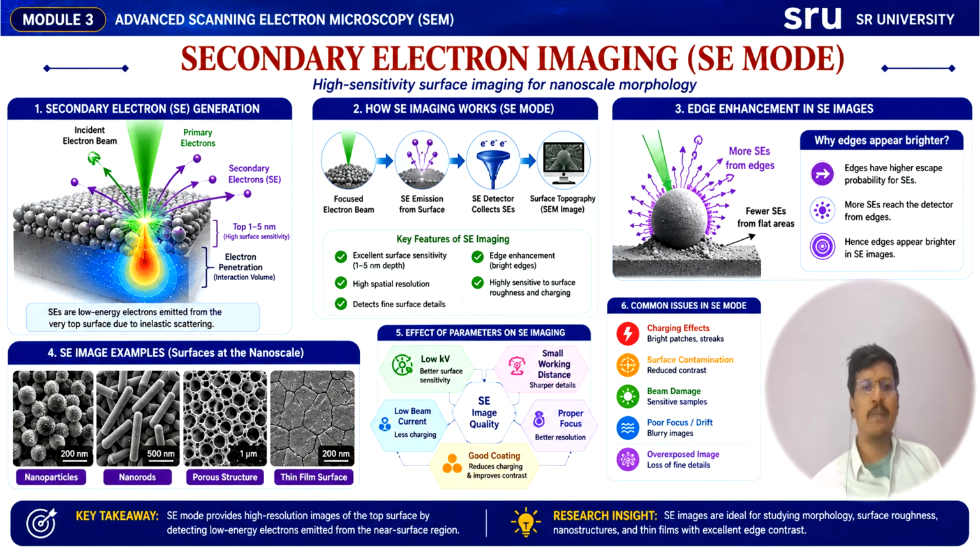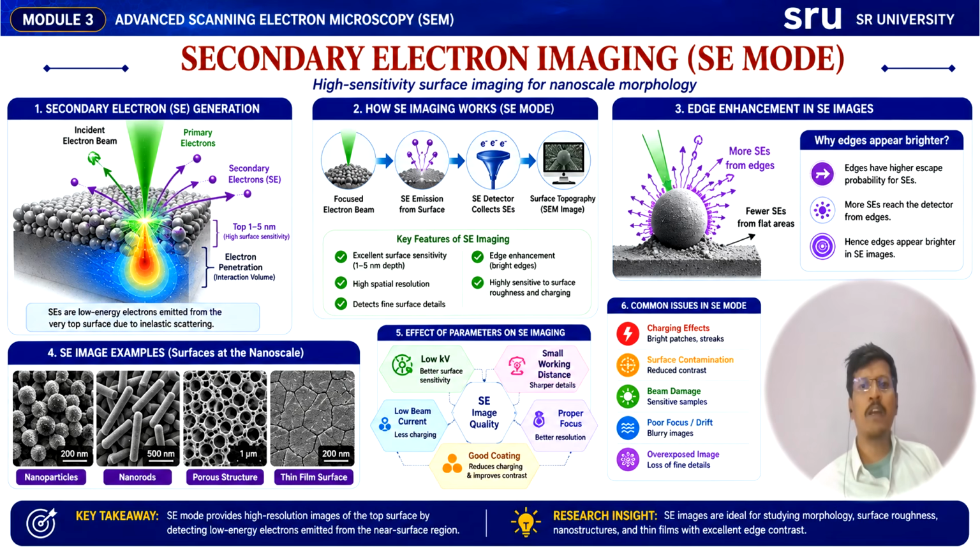As you can see in the image, the escape depth is only a few nanometers. This is why the secondary electrons provide excellent surface information. So we can get the information about the surface topology and high resolution morphology from the secondary electrons.